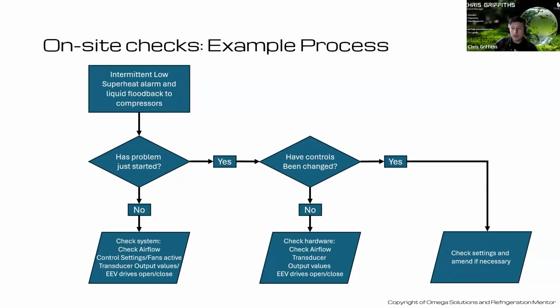Check transducer output values. The transducer converts a pressure signal to a voltage, so check that actually relates to what the pressure actually is inside the system. You may have to put a gauge on to physically measure that pressure rather than just relying on what that transducer is telling you. And then also check whether the expansion valve drives open and drives shut. If that problem has just started, the next thing we check is, have the controls been changed?